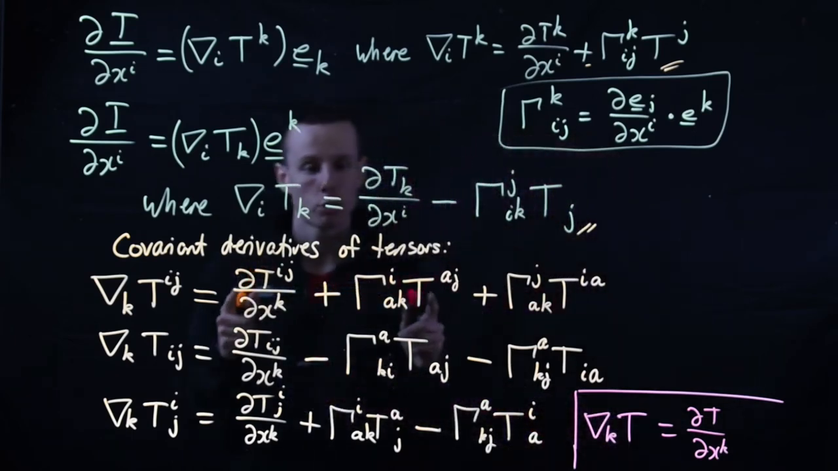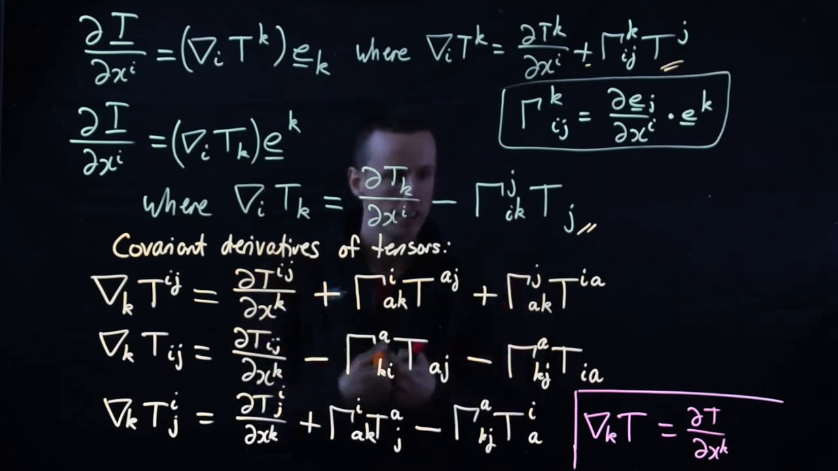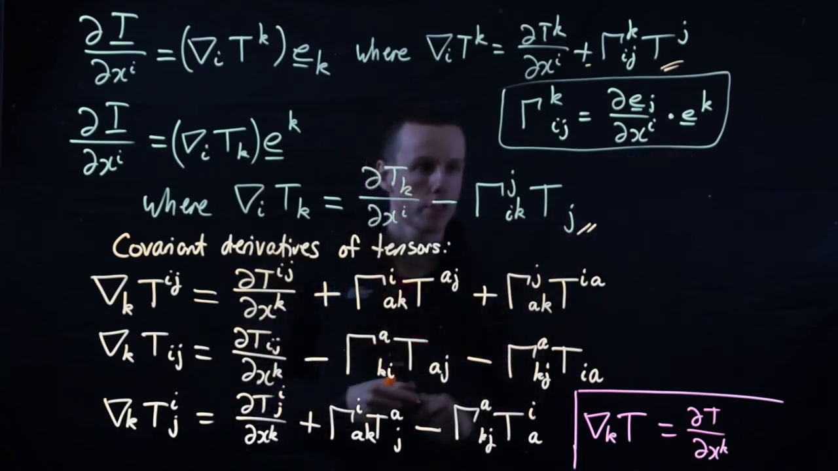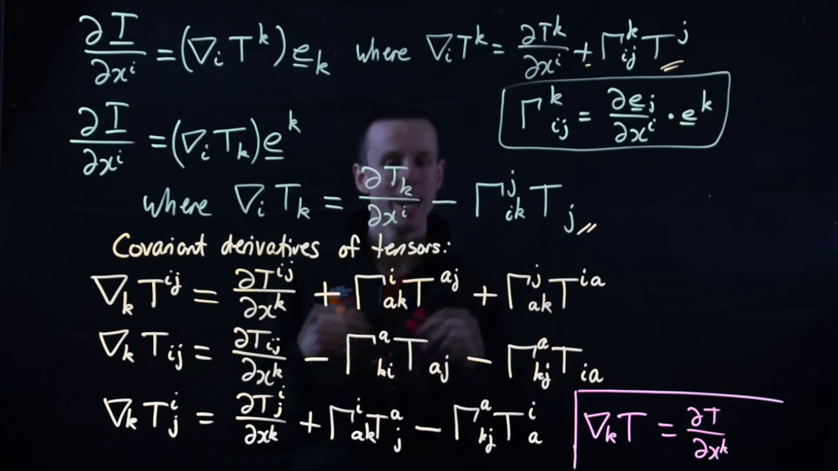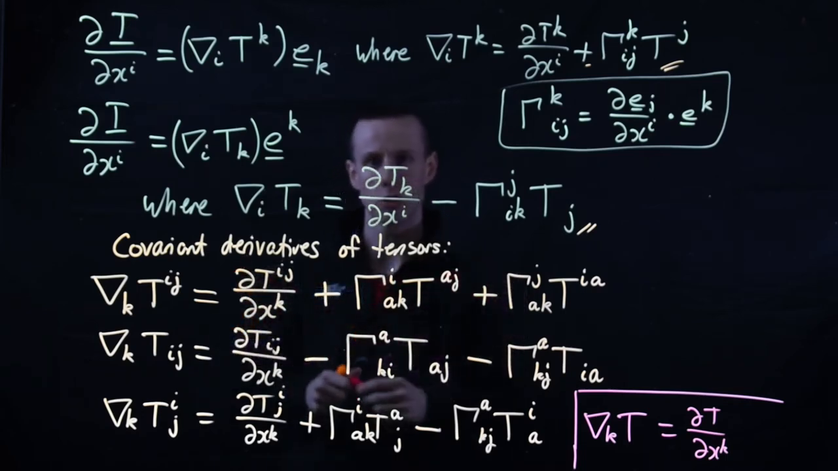Okay, so the next thing we're going to look at now, now that we have the recipes for how to get covariant derivatives and we have a formula for the Christoffel symbols, we're just going to look at some further properties of covariant derivatives and Christoffel symbols.